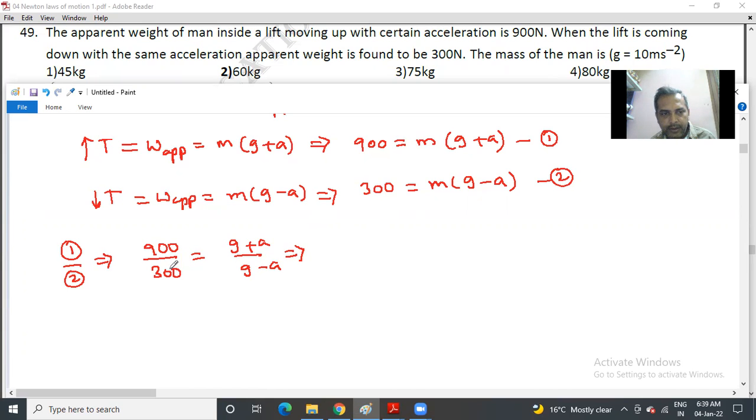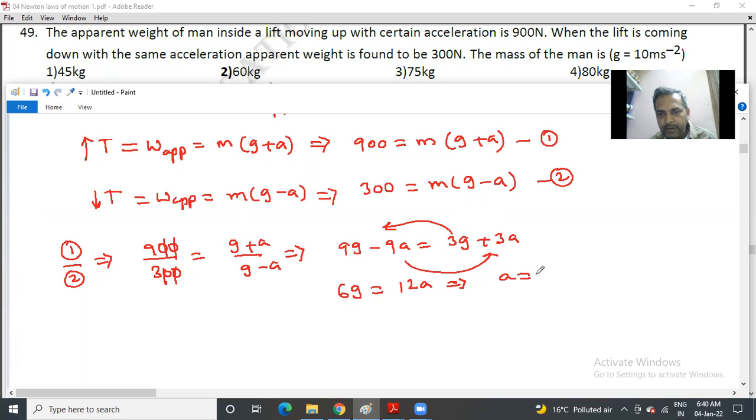Now on cross multiplying, 9G minus 9A is equal to 3G plus 3A. So take this side, take this side. So 9G minus 3G is 6G, 9A plus 3A will be 12A. Then this will be 6 into G value 10, 6 into 10 is 60. 60 by 12, so A will be equal to 5 meter per second square. So the lift might be moving with this much acceleration.